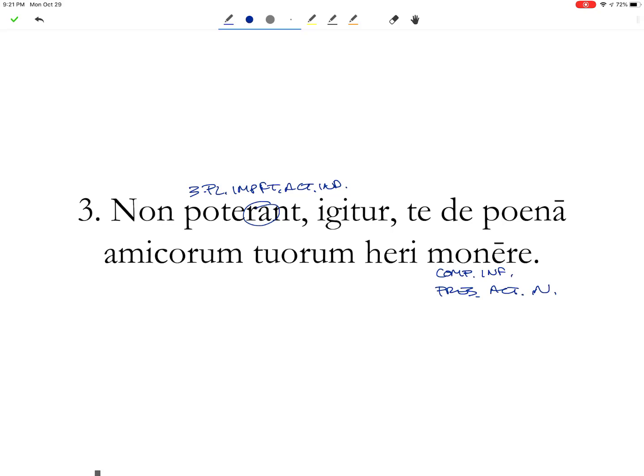Now, let's go in the same order. Now that we've got the verb where we want it in English, the rest of the sentence oftentimes will flow. They were not able, therefore, to warn you about the punishment of your friends. Genitive, plural, masculine, and tuorum modifies it. This is the adverb that means yesterday. They were not able, therefore, to warn you about the punishment of your friends yesterday.